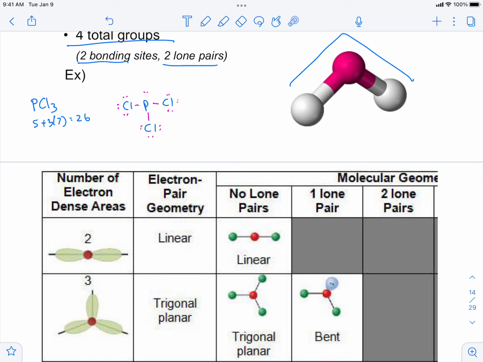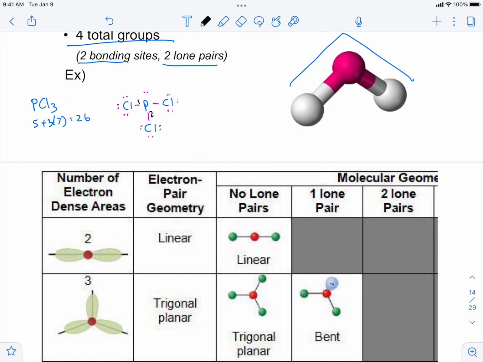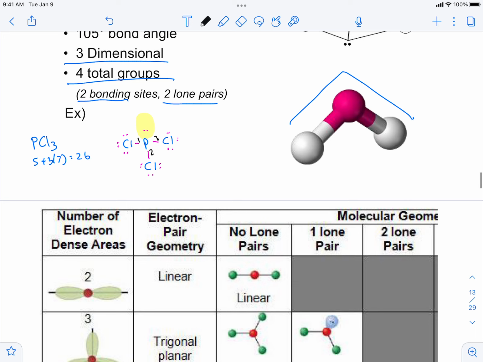Now we have, if we count them up, we got 1, 2, 3 bonds, and then we have the lone pair. So 3 bonds, 1 lone pair. That is trigonal pyramid. And so we would write that down. And that's how we go about determining the molecular geometry.